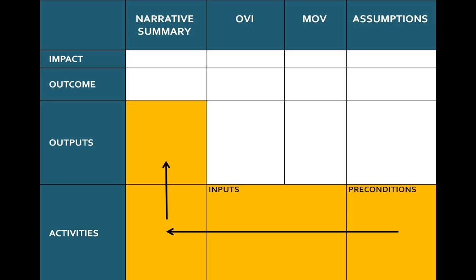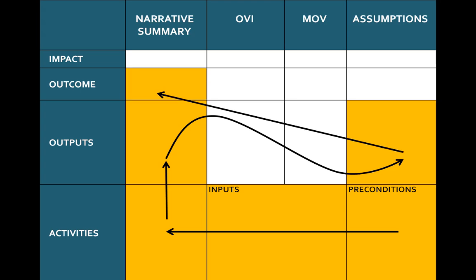And we will have some assumptions at the output level that need to be true in order for our outputs to create the outcome. And again, at the outcome level, there will be further external factors to consider that need to be true before the outcome contributes to the impact.